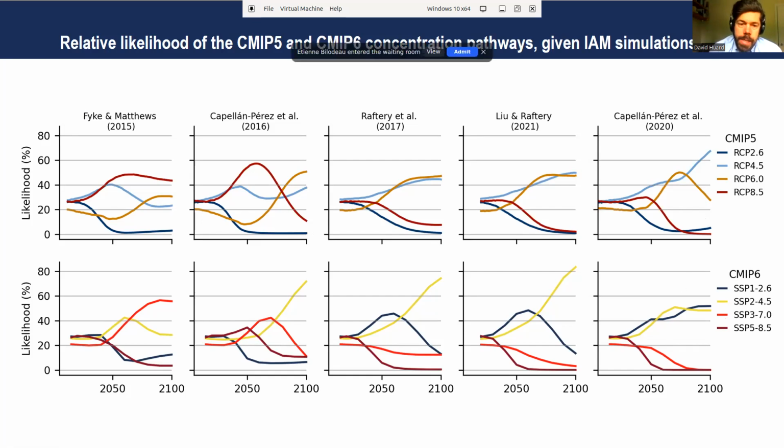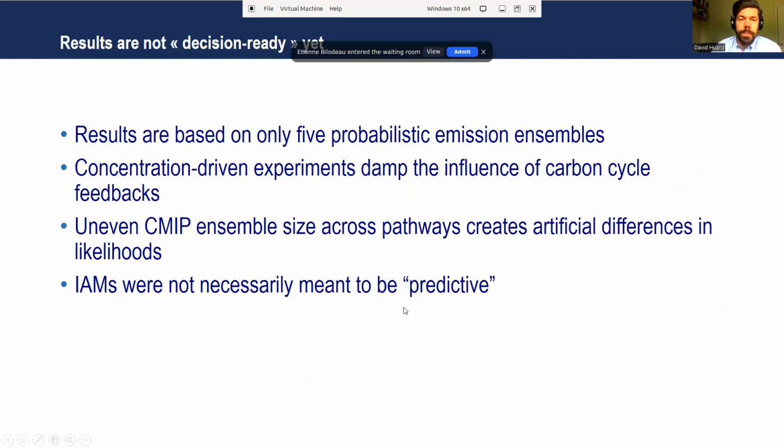And so the idea is that, well, I'm not saying we should use those results because we only have 5 different integrated assessment models. They were certainly not meant to be used in this way. They make no claim of being predictive, but I think it shows that there is potential to use such integrated assessment models and probabilistic emissions from them to assign weights to the different scenarios.